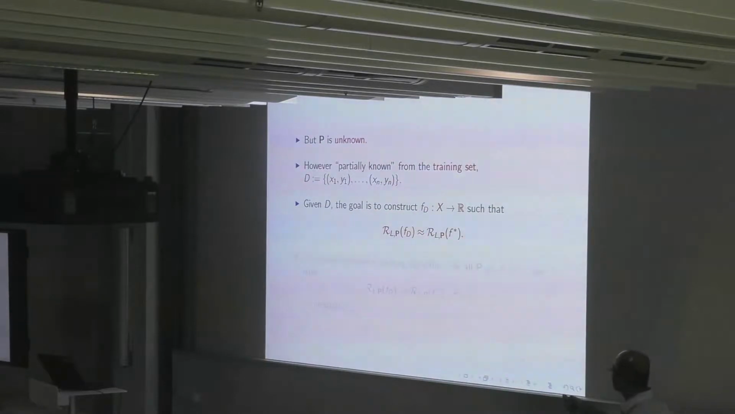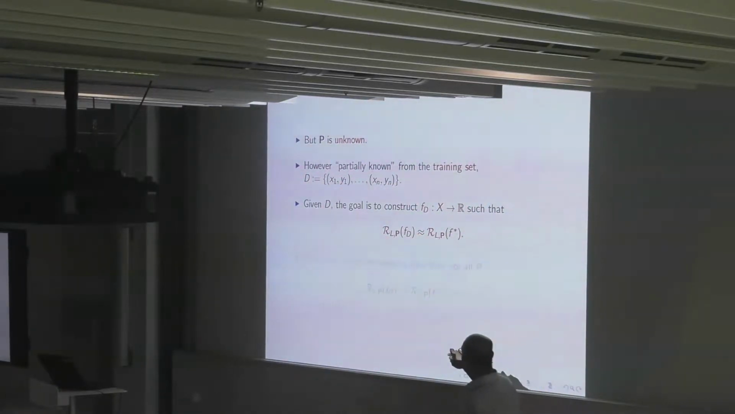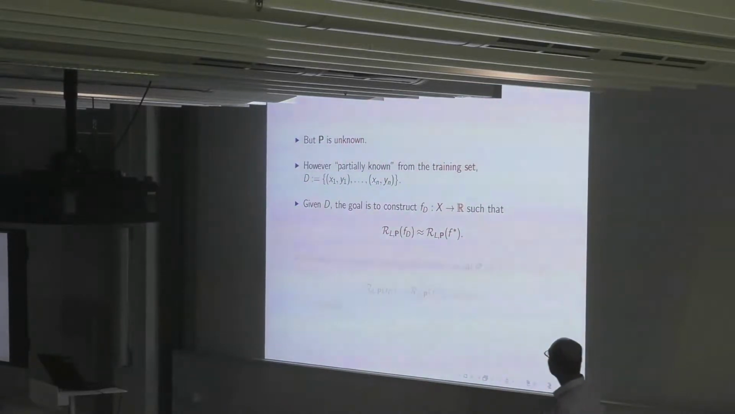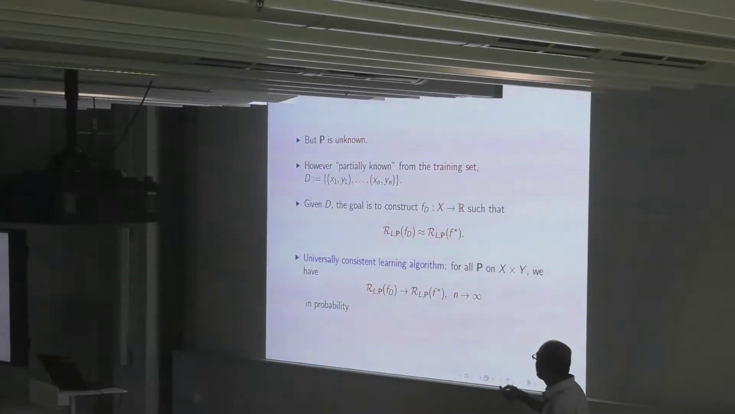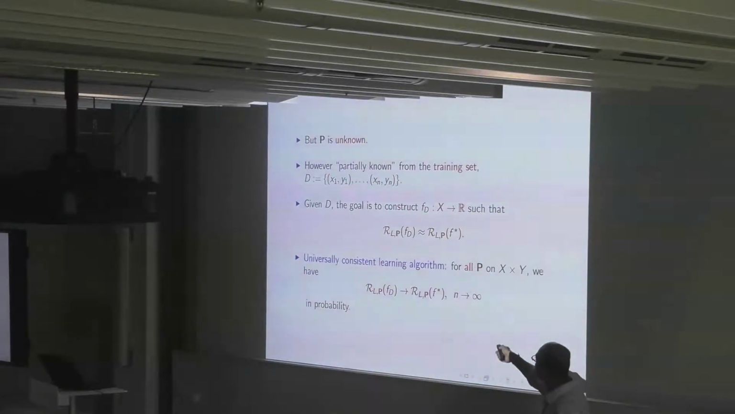Okay, so the goal is to construct this f_D such that the true risk associated with an estimator is approximately close to the true risk of f star, which is basically the minimum possible risk. Okay, which means my estimator is as good as the Bayes. And what is a universally consistent algorithm? A universally consistent algorithm says that as I see an infinite number of samples, this quantity converges to the minimum possible risk, but this has to hold for every probability measure.